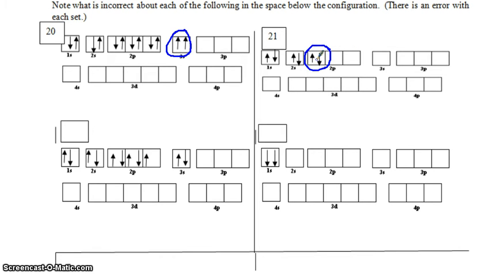Okay. I'm looking for the mistake here. Oh, I see. This didn't get filled before they put electrons here. So they left an electron out there. One of these should be over there. And on the last one, we don't have them going opposite directions.